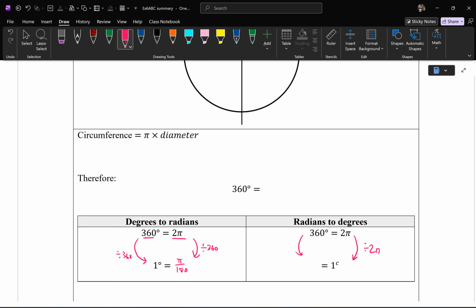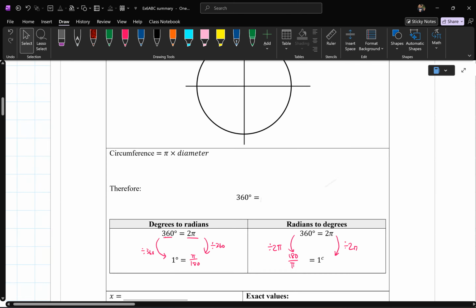Divide both sides by 2 pi to get the 1 radian. And 360 divided by 2 pi ends up being 180 over pi. So if you times any radians by 180 on pi, it will convert it to degrees.